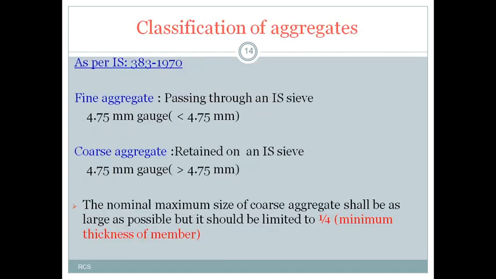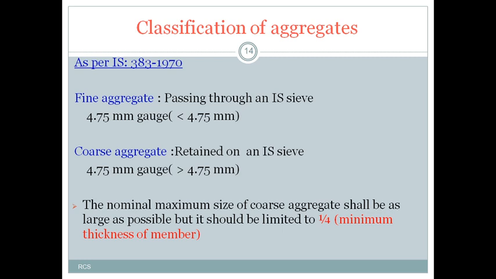Here we have the classification of aggregates. The classification was made as per IS 383 1970. Aggregates are classified into two types: fine aggregate and coarse aggregate. The definition of fine aggregate is the aggregate which passes through an IS sieve of 4.75 mm gauge. Simply put, aggregate with a size less than 4.75 mm is called fine aggregate.